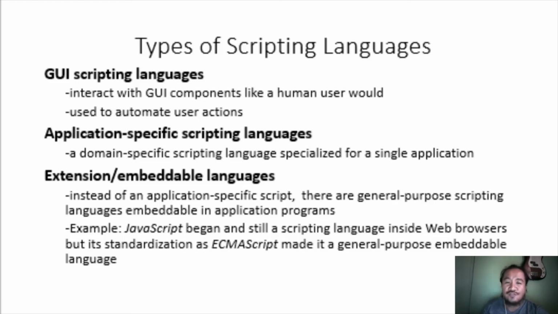Then we have the application-specific scripting languages, a domain-specific scripting language specialized for a single application. Then the extension or embeddable languages. So instead of an application-specific script, there are general purpose scripting languages embeddable in application programs. An example is JavaScript, which began as, and still is, a scripting language inside web browsers, but its standardization as ECMAScript made it a general purpose embeddable language. ECMAScript was standardized by ECMA International according to the document ECMA 262.